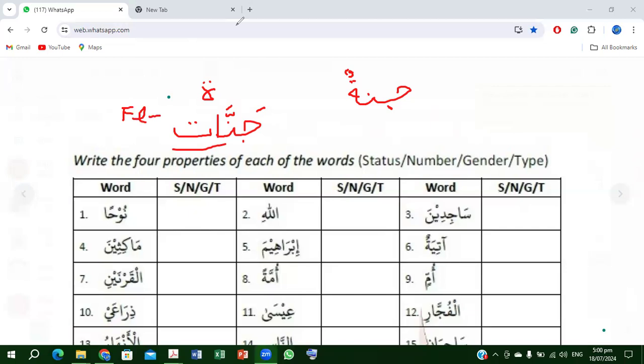Okay. Next is Michelle. Michelle, will you come? Yes, Michelle? Miss Ibrahima, what is the status? Miss, it's either nasab or jar. Yes. Why nasab and jar both? Miss, there is a fatha. Fatha is a sign of nasab. And so why is there jar? Singular. Is it jar also? Miss, I'm not confirmed about jar.